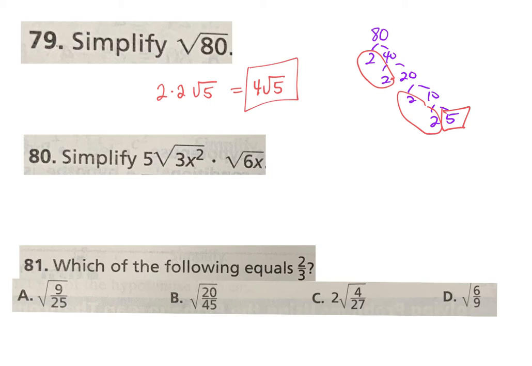All right, let's look at the next one. They want us to simplify this multiplication. So we end up with 5 times the square root of 3 times 6, which is 18, and x squared times x, which is x cubed. We can simplify this.